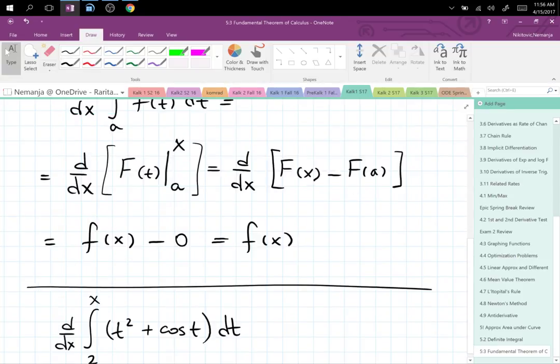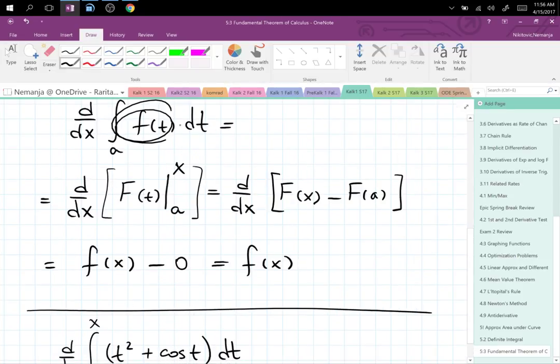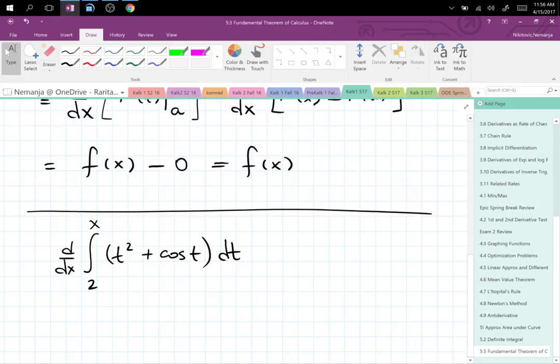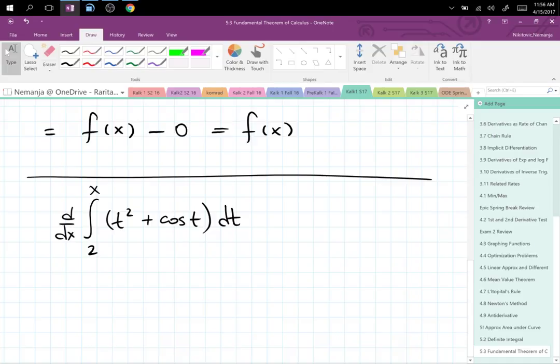If you started with f of t and you ended up with f of x, what's the answer? That's the input function. What's the output? It's x squared plus cosine x. Right? You get the same function back.